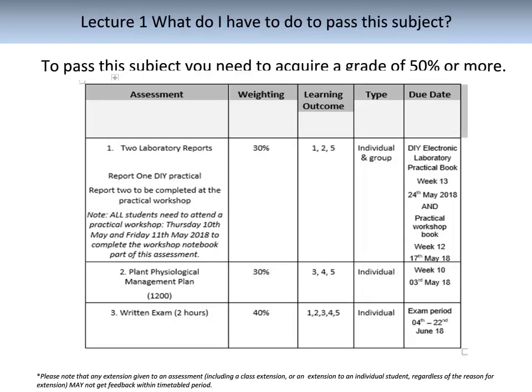So how is the plant physiology subject assessed? Well, there are 3 assessment components: laboratory reports, a physiological management plan, and a written exam. The written exam will contribute 40%. The plant physiological management plan will contribute 30%, and a theoretical crop will need to be selected. Please speak to the subject coordinator for details about this.